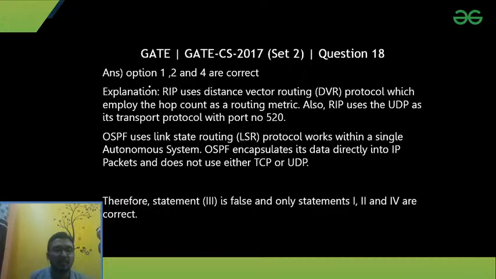So something is written here, we will go through it. RIP uses distance vector routing protocol which employs hop count as routing metric. Also RIP uses UDP at the transport layer. OSPF uses link state routing protocol and works within a single autonomous system. OSPF encapsulates its data directly into IP packets and does not use either TCP or UDP. So OSPF does not use any of them. So you need to remember this kind of facts. You need to go through books for these facts. So statement 3 is false and the rest are true.